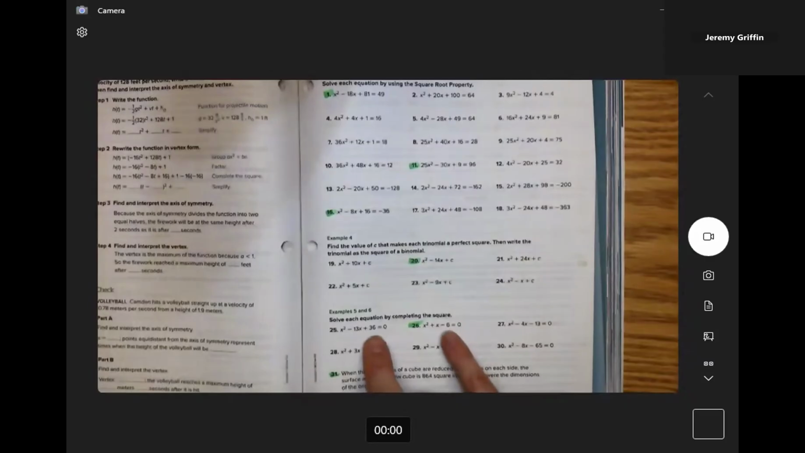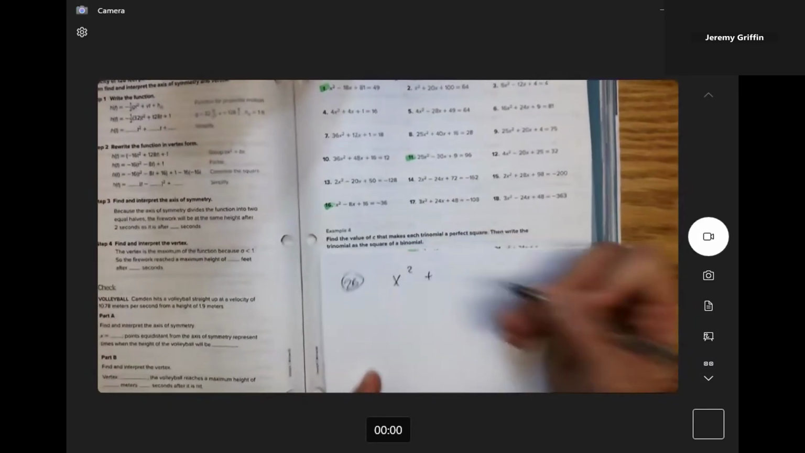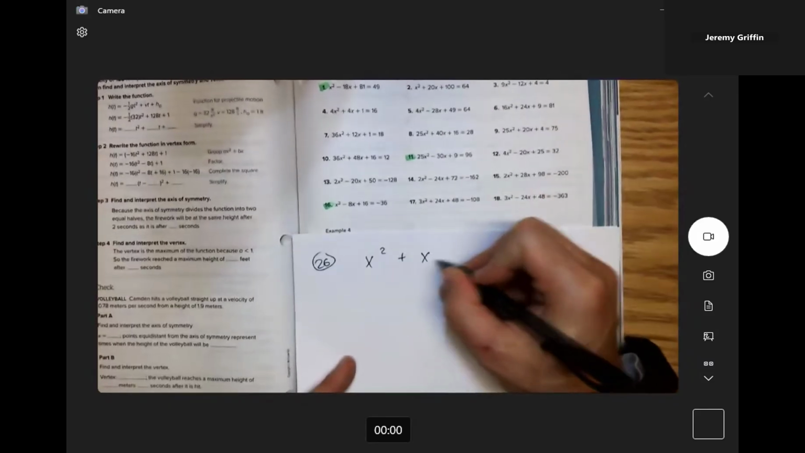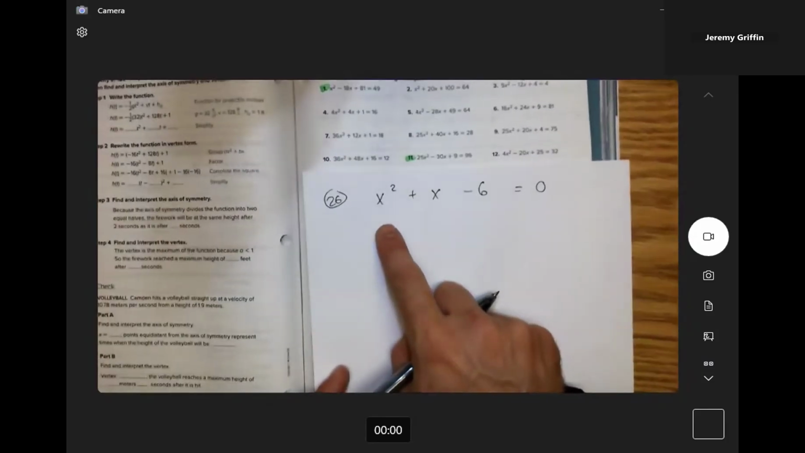26. Solve each equation by completing the square. So 26. Got x squared plus x minus 6 equals 0. Hmm. Okay.